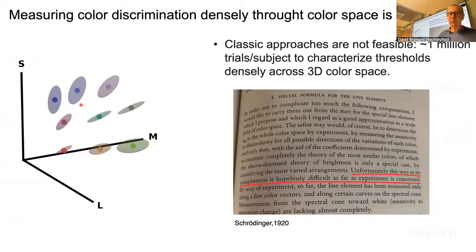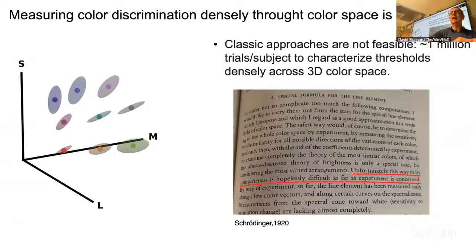And this is an excerpt where he's saying what I just told you. We'd really like to know the local thresholds everywhere in order to build up a theory that goes beyond that. And then he says, unfortunately, this way, by which he means measuring them all, is in its completeness hopelessly difficult as far as experiment is concerned.